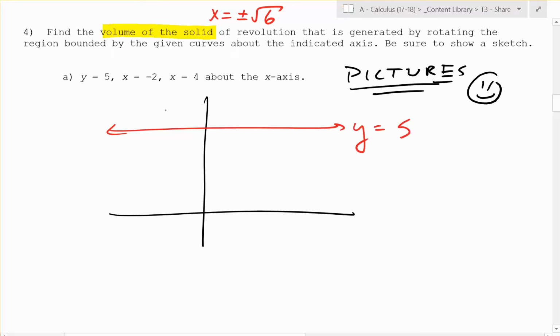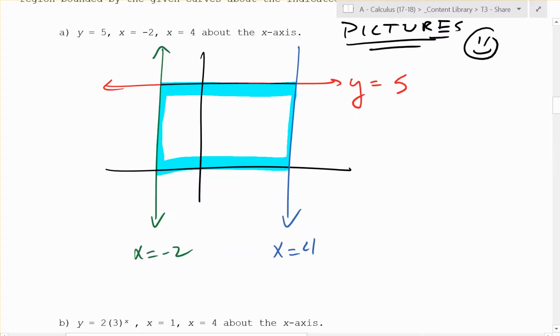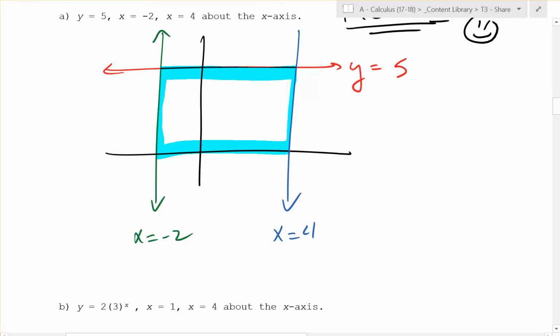x equals negative 2, just labeling it. And let's say x equals 4. So we're doing this region right here. It's this rectangle right here, and we're rotating it about the x-axis. So what does that mean? We're going to take this shape right here. There's one corner, there's a corner. We're taking this blue rectangle, and we're rotating it around the x-axis. The x-axis is, of course, this axis right here.